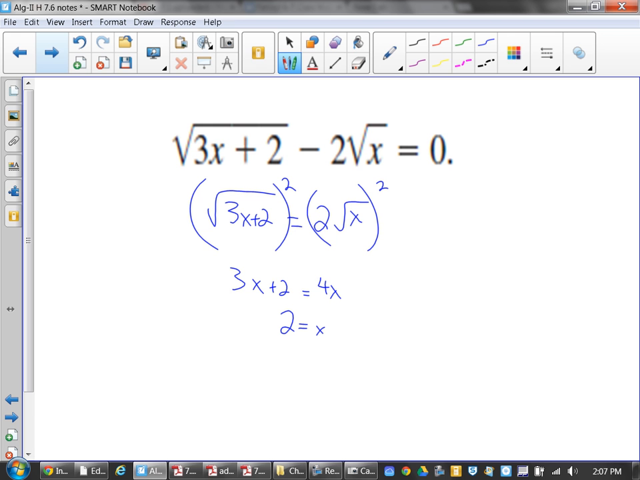Check it. What's 3 times 2? What's 6 plus 2? Okay, what's the square root of 8? 2 root 2. What's 2 root 2 minus 2 root 2? 0. Did it work? Yeah. Wait, what?